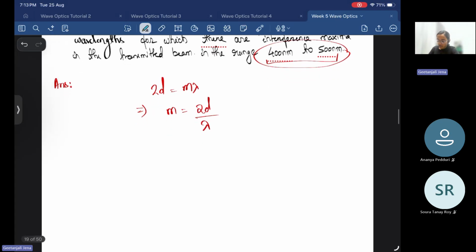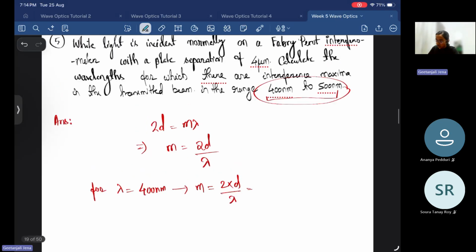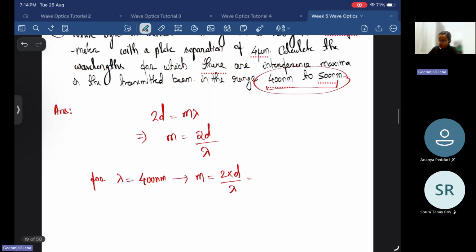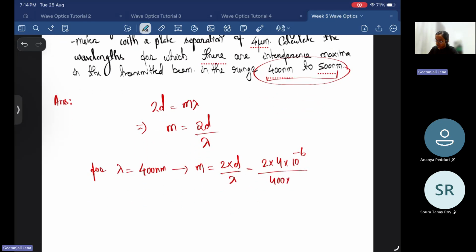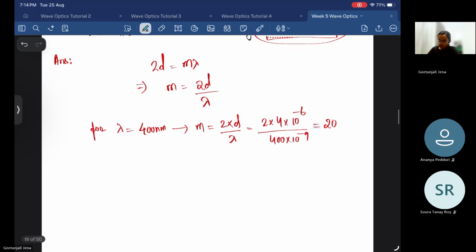So let us first calculate the extreme values of lambda. Let us see whether 400 nanometer is also giving an interference maximum. When lambda is 400 nanometer, we have m is 2d over lambda. d is given as 4 micrometer. So 2 times 4 into 10 to the minus 6 over 400 nanometer will give 20.